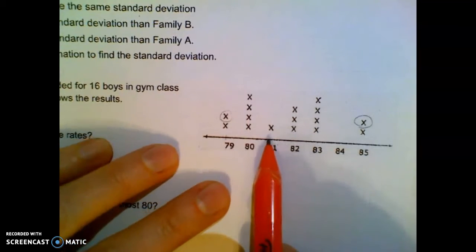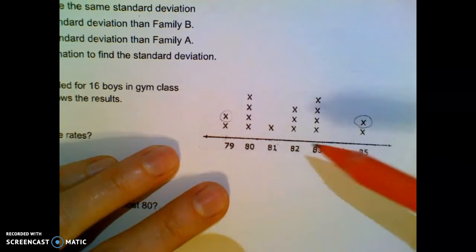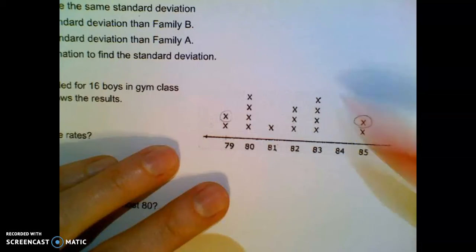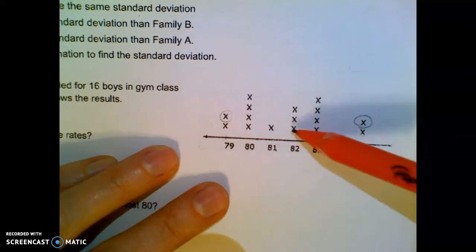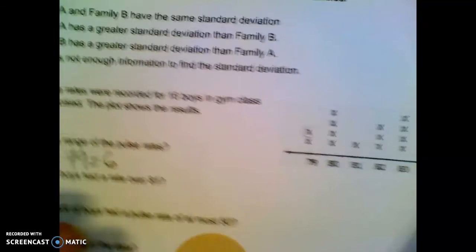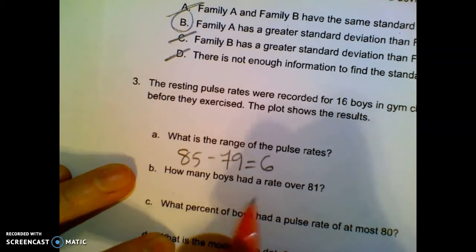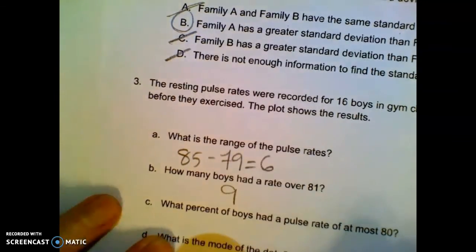Well, 81 is here. Over 81 means not including 81. So over 81, there's 3 guys that had 82, 4 that had that, and 2 that had this. So 3, 4, 5, 6, 7, 8, 9. 9 boys had a pulse rate over 81.